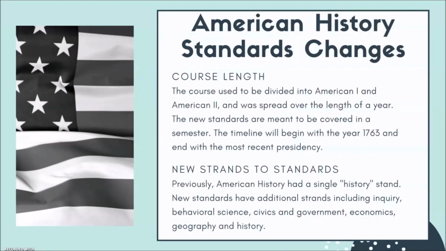For American history, the course length has changed. Previously, if you recall, it used to be taught as American 1 in the first semester and American 2 in the second semester, so it really was an American history course that spanned the course of the year. Now, with the new standards, it transitions into one single course offered in a semester, and it's just called American History. So it will cover beginning with 1763, which is the French and Indian War, and will end with the most recent presidency or presidential election. So that's the time frame that teachers will be covering with our new course.